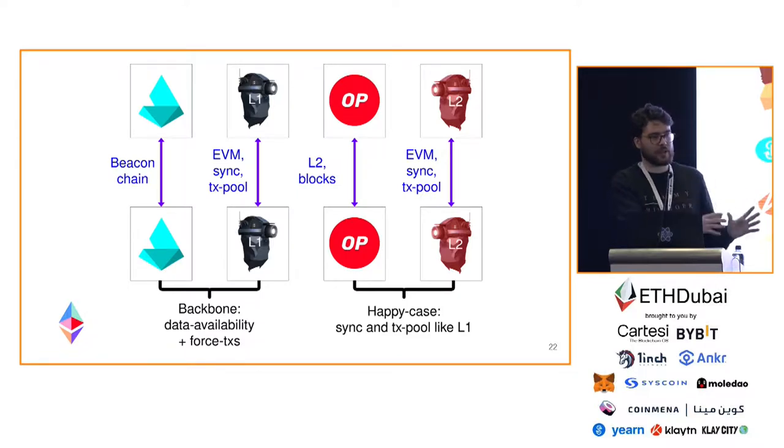Layer one always guarantees security. If the layer two completely fails and falls apart, you can still reconstruct it from the layer one. So it's always there. Always live in a way where you can process deposits, you can keep continuing.